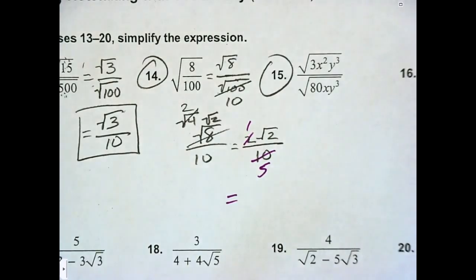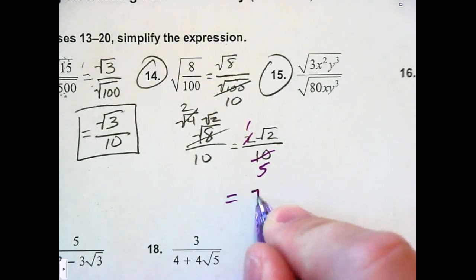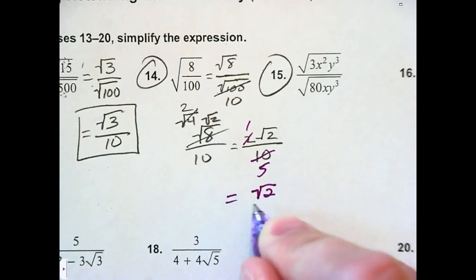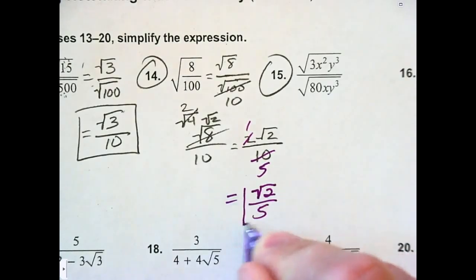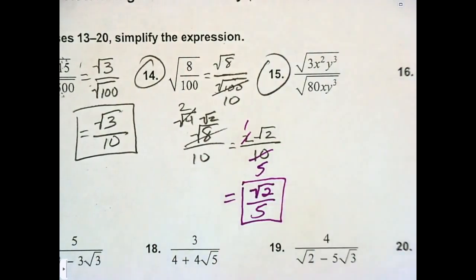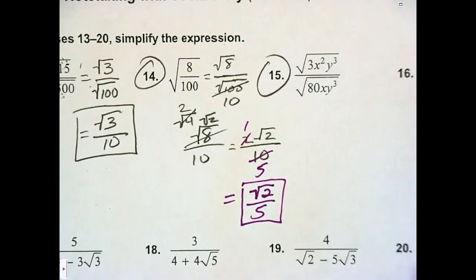So everyone write down on your paper how you'd write that as an answer. Go ahead and show your neighbor what you put there. How many put root 2 over 5? Good. Don't need the 1, right? It's implied.